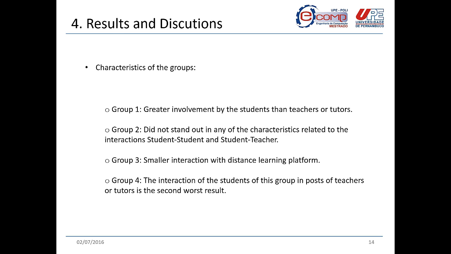Group 1: greater involvement by the students than teachers or tutors. Group 2: did not stand out in the characteristics related to the interaction student-student and student-teacher. Group 3: smaller interaction with the distance learning platform. Group 4: the interaction of the students of this group in posts of teachers or tutors is the second worst result.